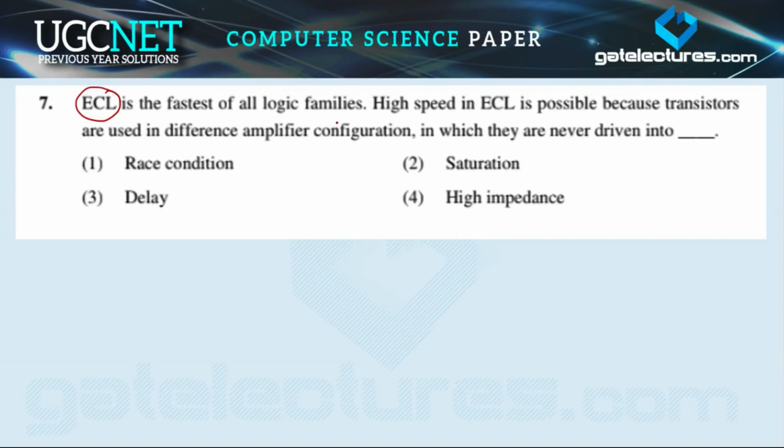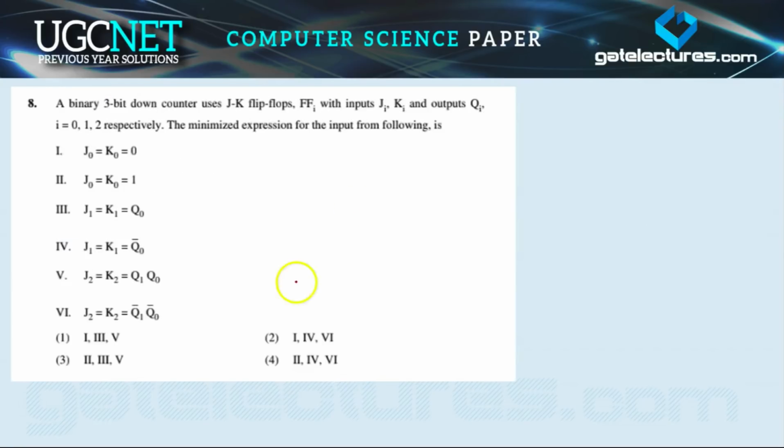So the high speed in ECL, as already given in the question, is possible because the transistors which we use in the logic are used in different amplifier configurations in which they are never driven into saturation. And that's why this ECL will not take any storage time, and due to this property this logic is very fast in speed. So saturation is the correct option for this. Now question number 8.